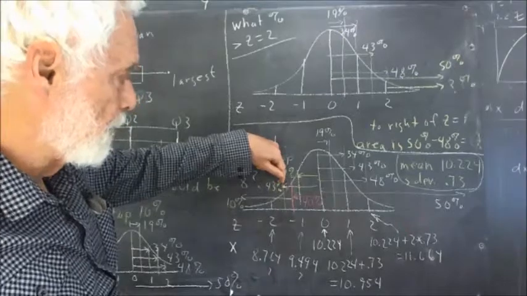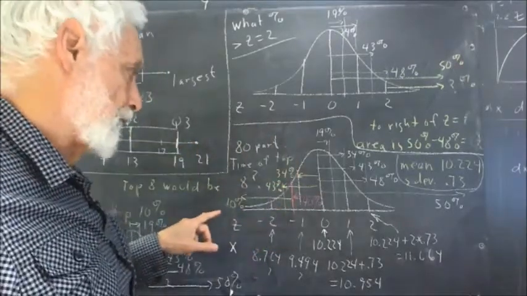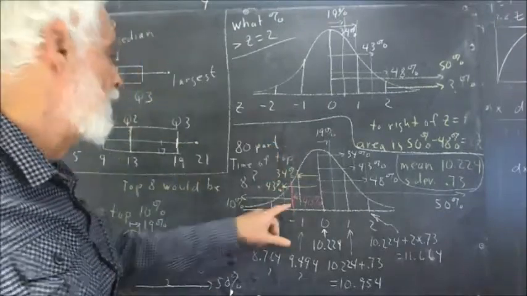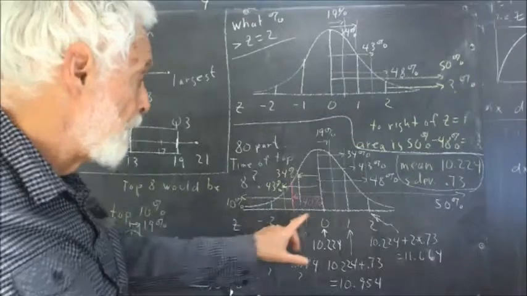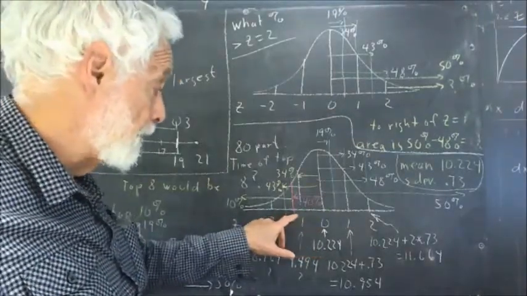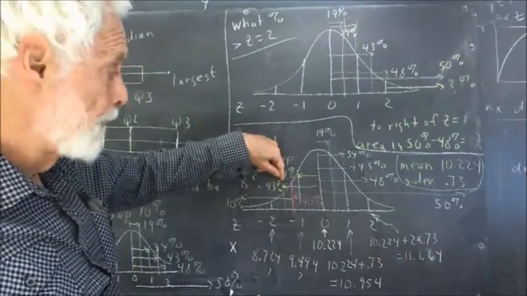43% of your distribution is here, which would leave 7% on this side. We want to leave 10% on this side, so it's going to be somewhere between here and here. Another way to look at it is if we have our top 10% here, then we've got to have 40% here. And if 40% is here, well, that's between 34% and 43%.